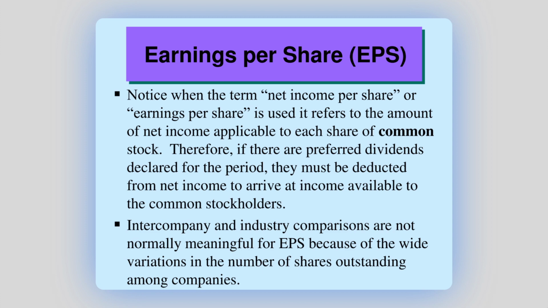You have also your EPS. Notice that the term net income per share or earnings per share is used to refer to the amount of income applicable to each of the common stocks. Therefore, if there are preferred dividends declared in the period, they must be deducted from the net income to arrive at the income available to the ordinary shareholders. So you have also here the intercompany and industry comparisons. They're normally meaningful for the EPS, given the variations in the number of shares outstanding among the companies.